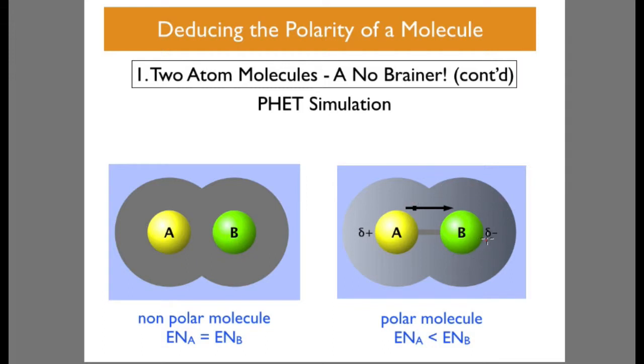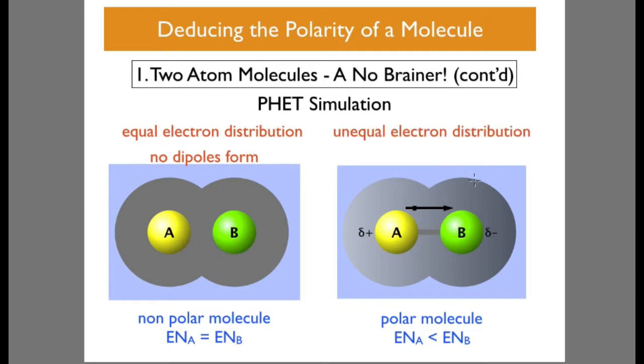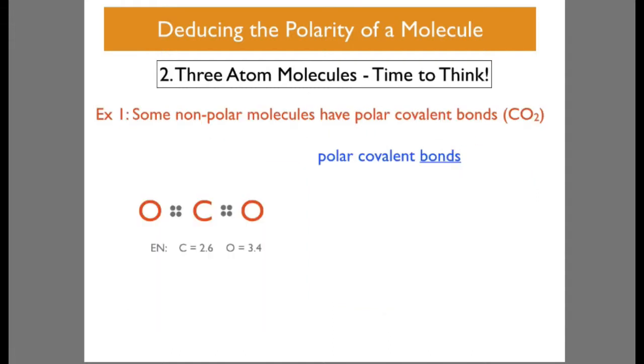The negative dipole is over here, and you can signify that with one of our arrows. The atom B has a greater electronegativity than atom A. Here, there's an equal electron distribution, and so no dipoles form. And here we have an unequal electron distribution, so dipoles do form.